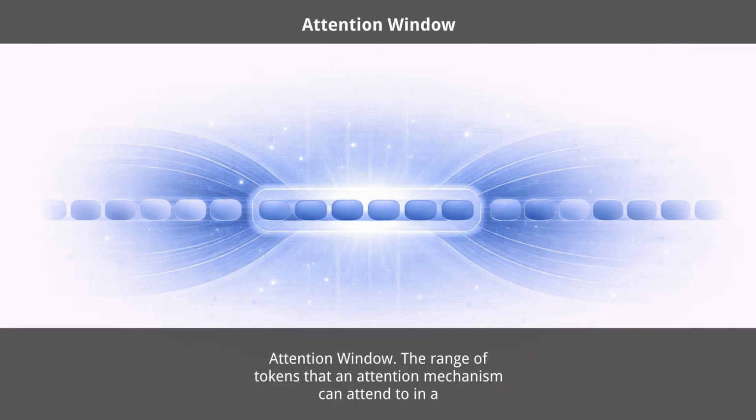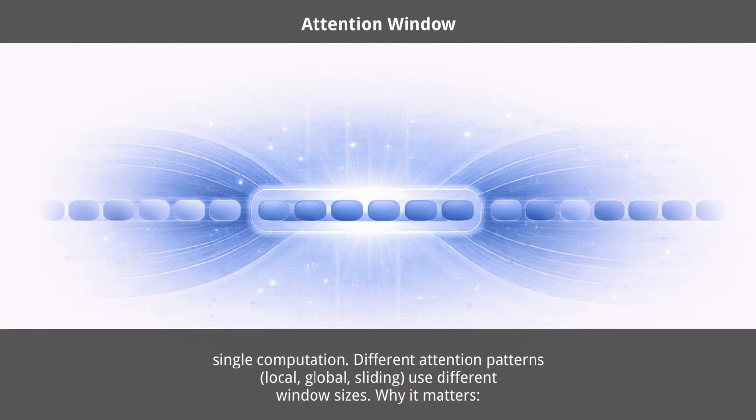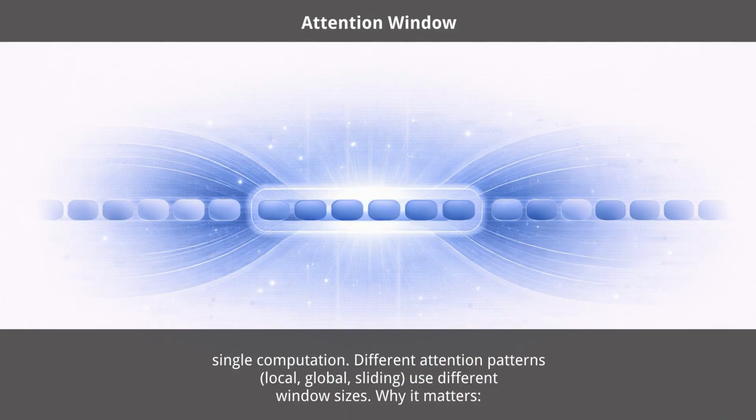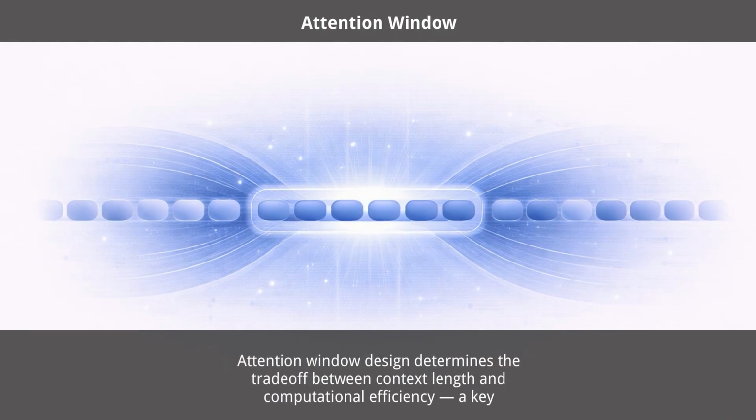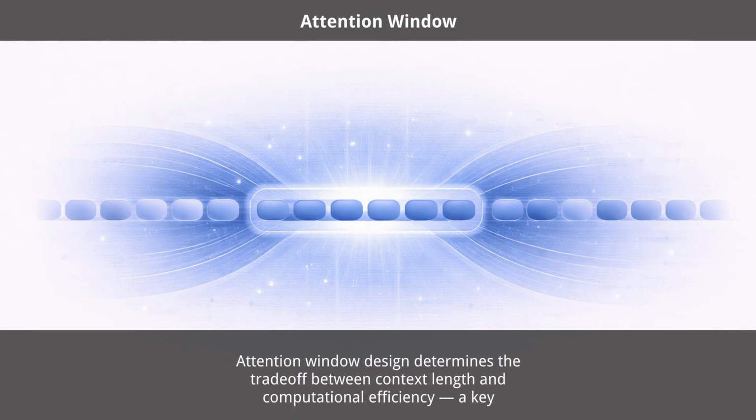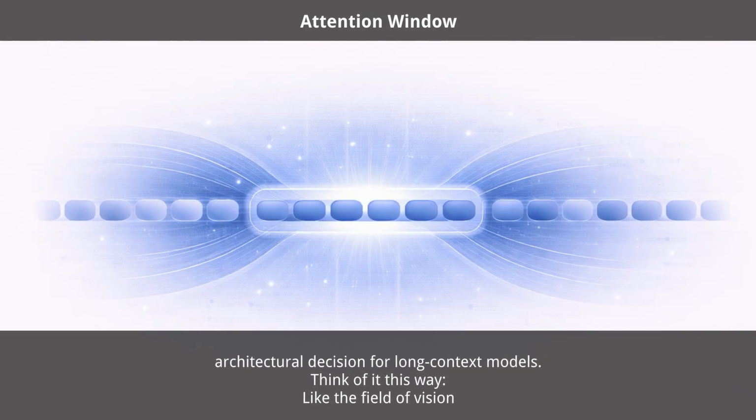Attention window. The range of tokens that an attention mechanism can attend to in a single computation. Different attention patterns, local, global, sliding, use different window sizes. Why it matters? Attention window design determines the trade-off between context length and computational efficiency, a key architectural decision for long context models.